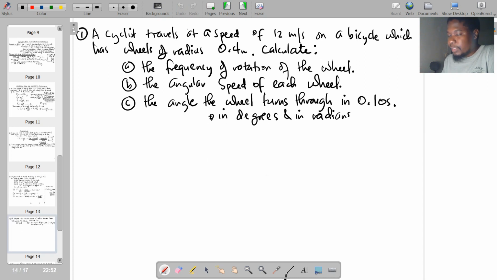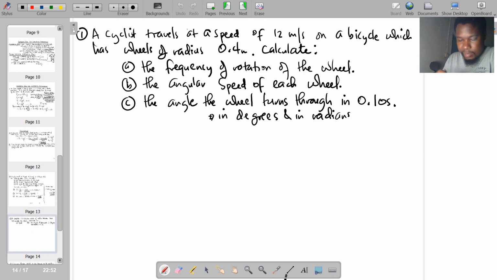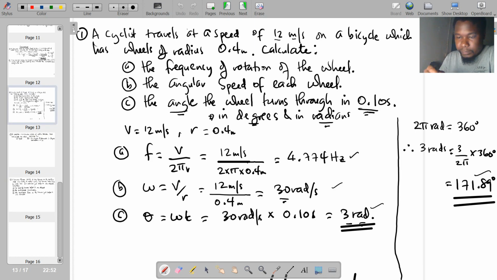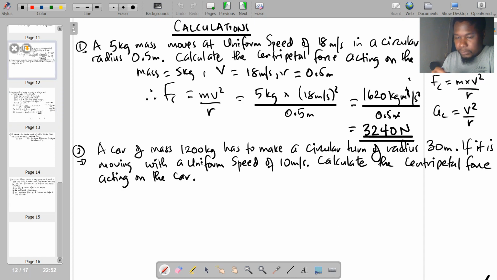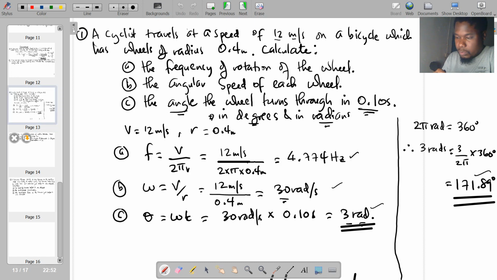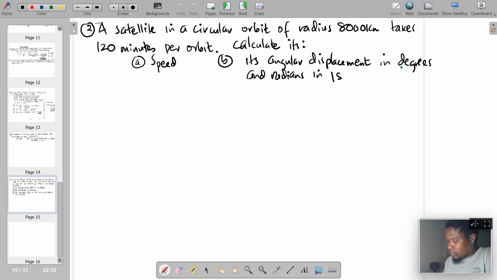Here's the next problem. Now the next problem says a cyclist travels, wait a sec, is this a repetition? Yeah, that's a repetition. Let's see this side. Okay, sorry about that. Alright, let's do this one. Sorry about that, just making sure that I'm talking about the same thing. Okay, so let's do this one.